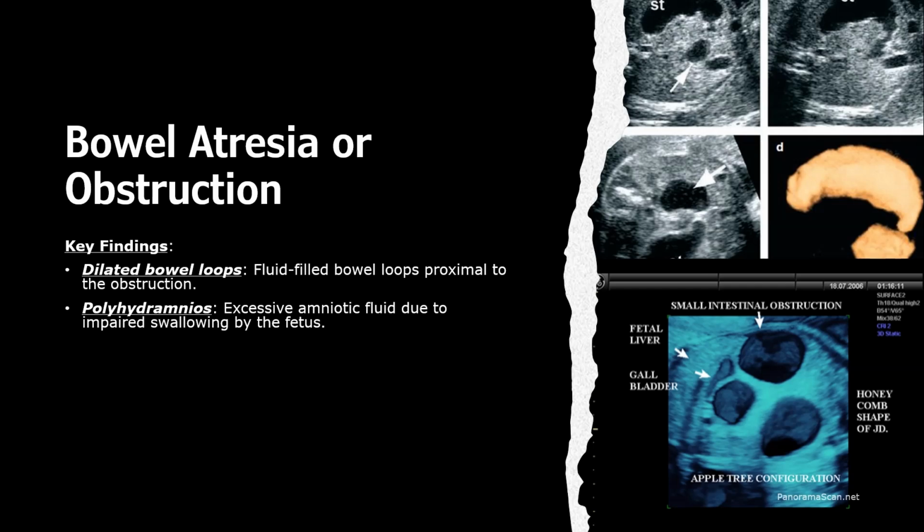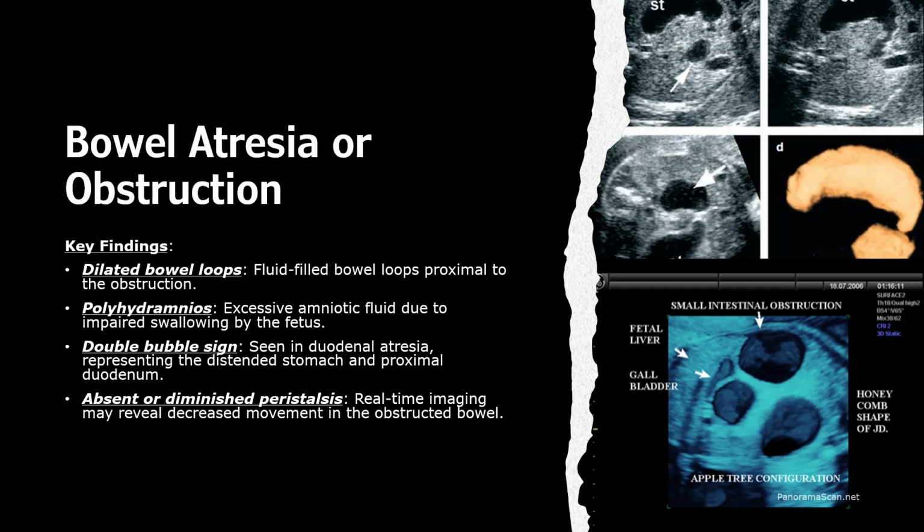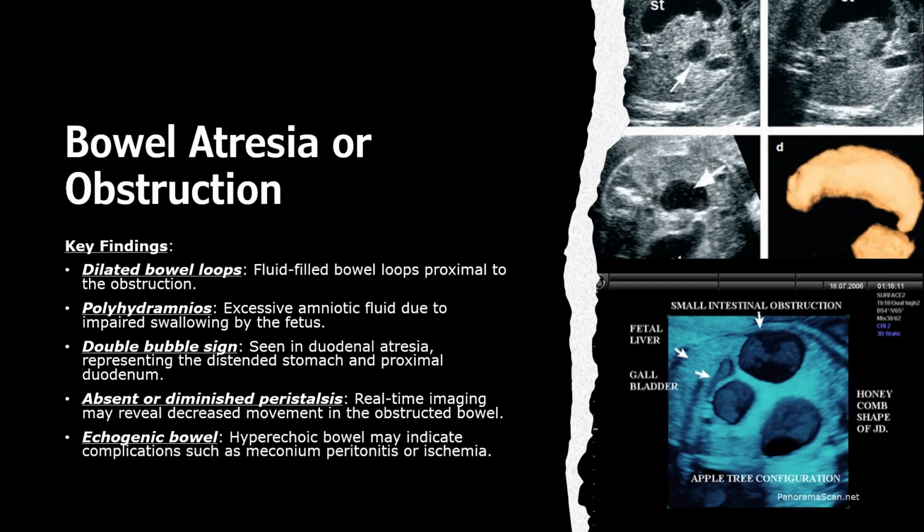Another finding can be the double bubble sign, a classic feature of duodenal atresia, showing a distended stomach and proximal duodenum on ultrasound. Absent or diminished peristalsis: real-time imaging may show decreased bowel movement, differentiating obstruction from other conditions. Echogenic bowel: the bowel may look bright, and this may indicate complications like meconium peritonitis or ischemia. Recognizing these features is key to early diagnosis and management planning.